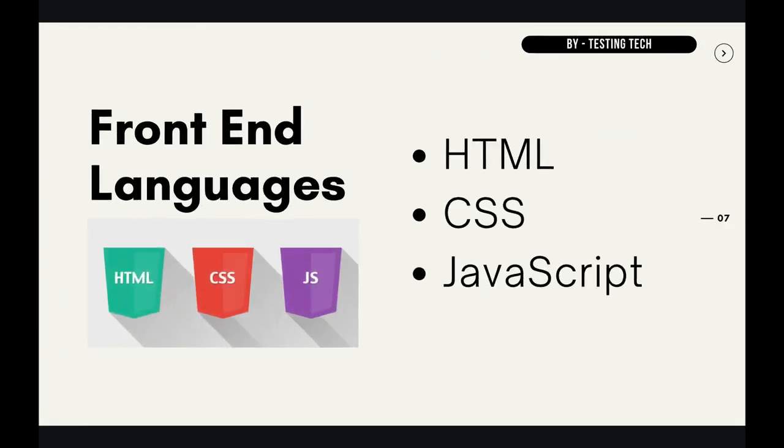Now let's discuss front-end languages. Front-end languages include HTML, CSS and JavaScript. HTML stands for Hypertext Markup Language. It is used to design the front-end portion of web pages using markup language. HTML is the combination of hypertext and markup language. Hypertext defines the link between the web pages. The markup language is used to define the text documentation within tags which defines the structure of web pages.